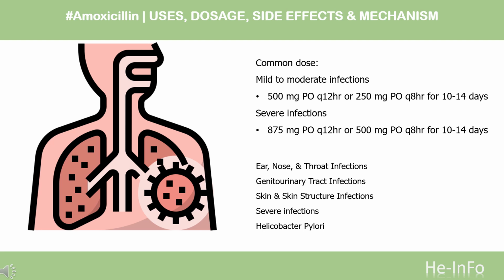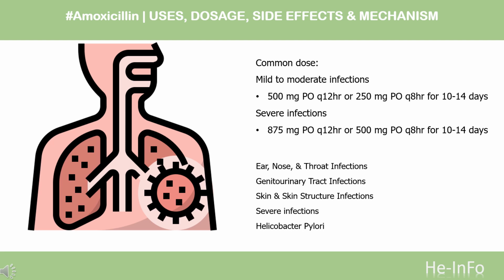Skin and skin structure infections. Mild to moderate infections: 500 mg PO every 12 hours or 250 mg PO every 8 hours. Severe infections: 875 mg PO every 12 hours or 500 mg PO every 8 hours. Lower respiratory tract infections: 875 mg PO every 12 hours or 500 mg PO every 8 hours for 10 to 14 days.